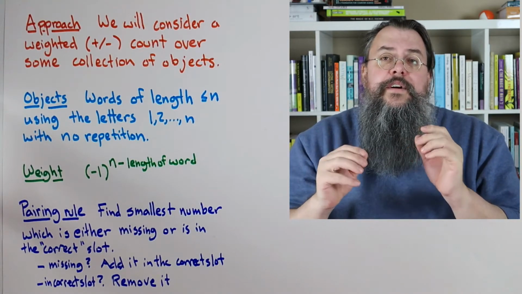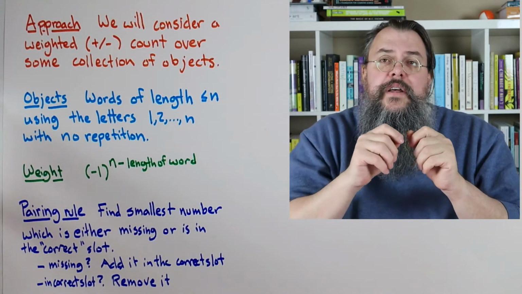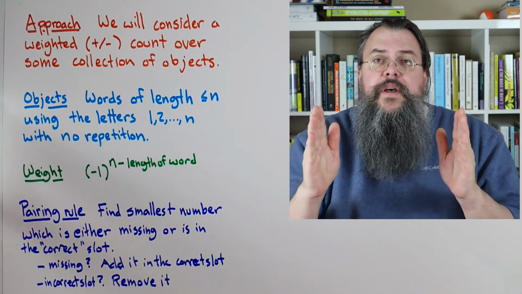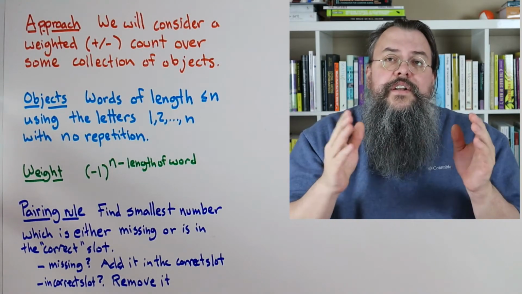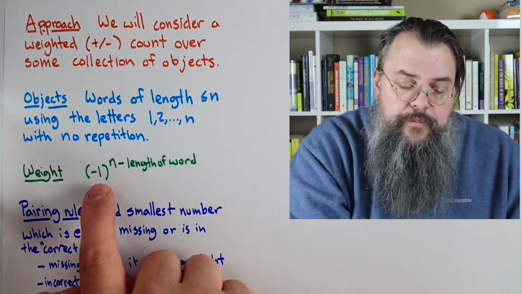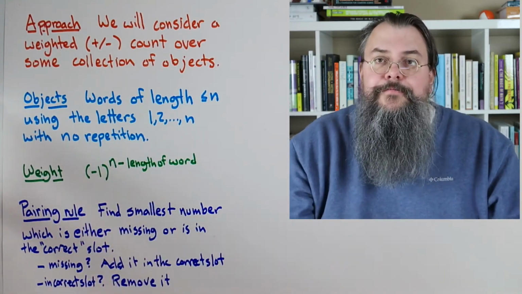So we're going to have plus or minus depending upon how close you are to n. If you're an even number of steps away from n, you're plus. If you're an odd number, you're minus. So that's what our weight is doing. That's that -1 to that power.